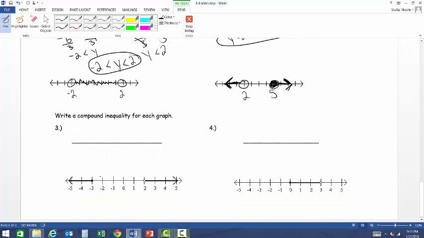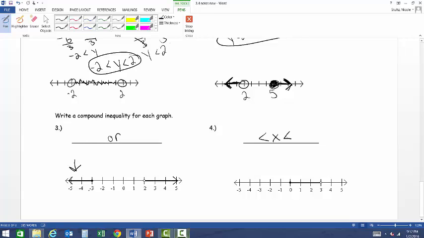Now the last 2 problems, you're given graphs, and you're just supposed to write inequalities to go with them. So right away, I know this is going to use the word or because they're pointing away from each other. And this one's going to be an and, so I can put x in the middle with 2 arrows pointing to the left.